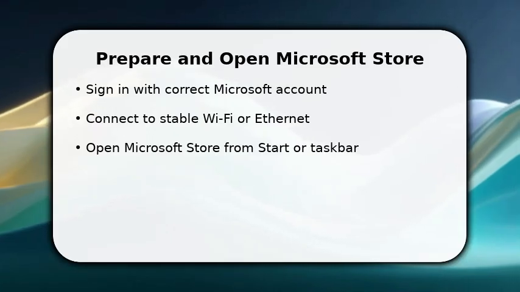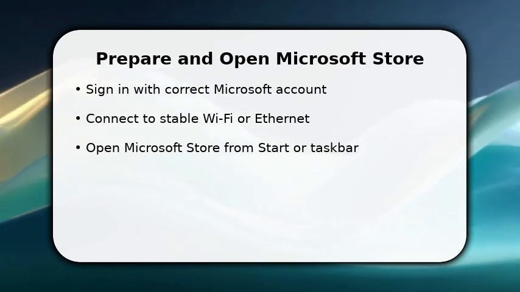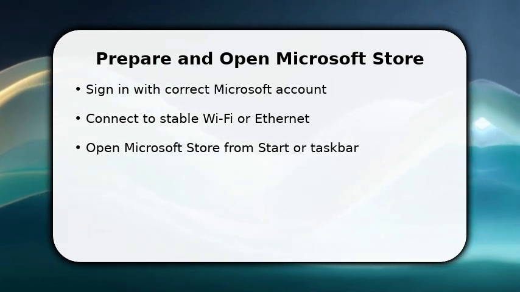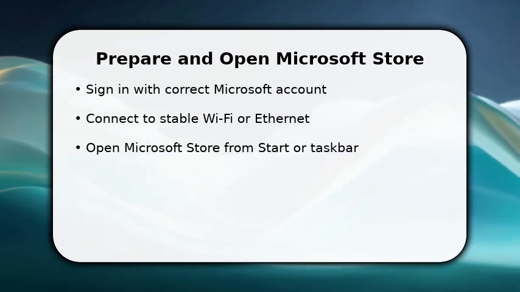You'll start by confirming prerequisites, so sign into the Microsoft account linked to your apps. This ensures updates apply to the right installs. Once signed in, make sure you're on a stable Wi-Fi or plugged into Ethernet to avoid interrupted downloads.